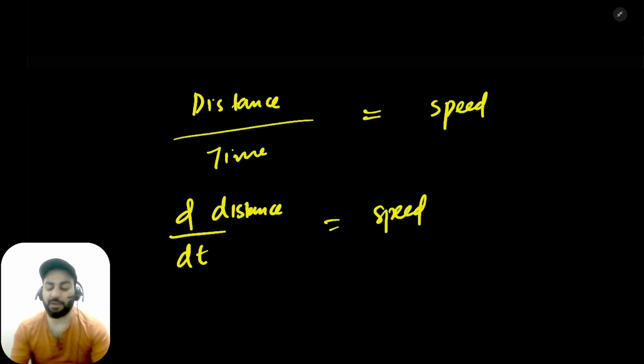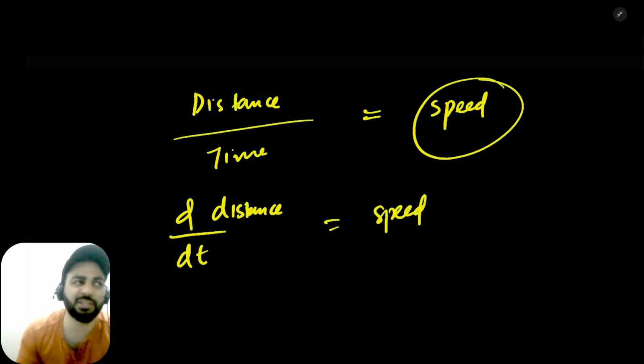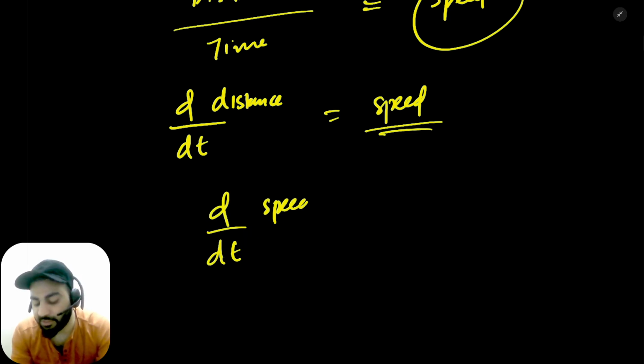Okay, so that speed, what is the meaning of speed? Speed means rate of change of distance, how much is distance changing when the time changes. Okay, and then if you again take a derivative of speed, so derivative of speed with respect to time, this gives you the acceleration.